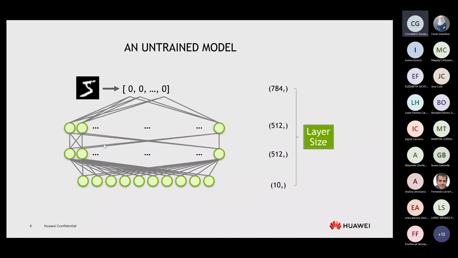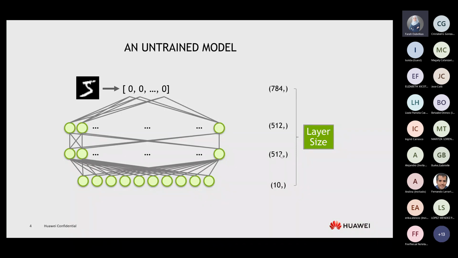We can use ReLU on the hidden layers. No, I'm not talking about the activation function. I'm talking about calculating the number of connections we have. So I mentioned here that we have 784 inputs. In the two hidden layers we have 512 neurons or nodes, and in the output layer we have 10 neurons.